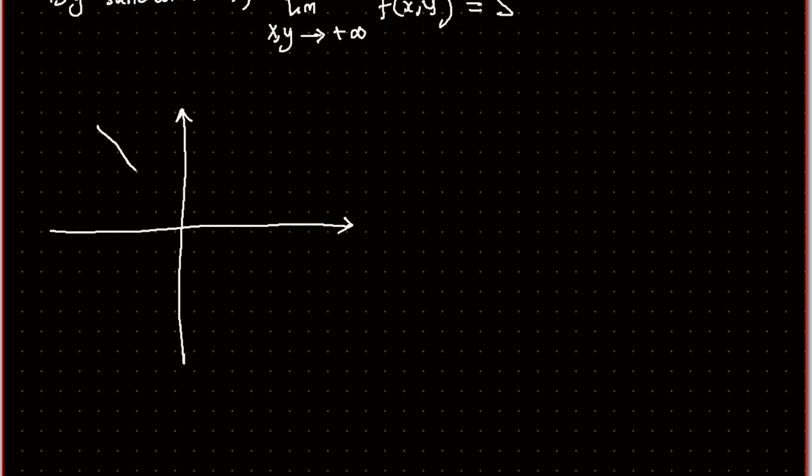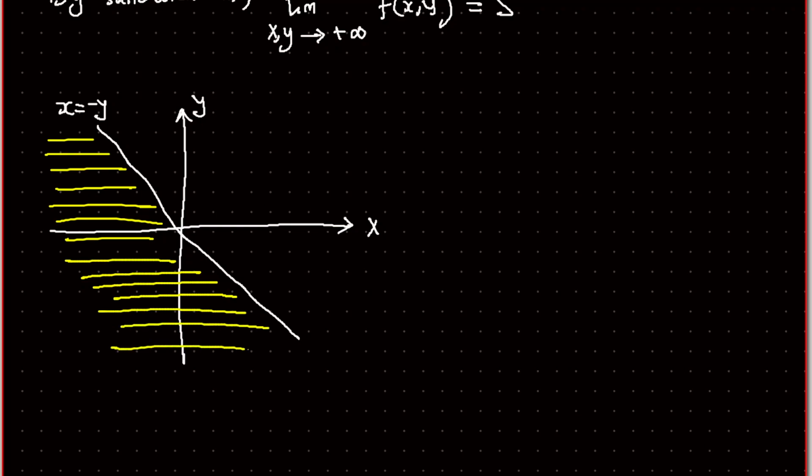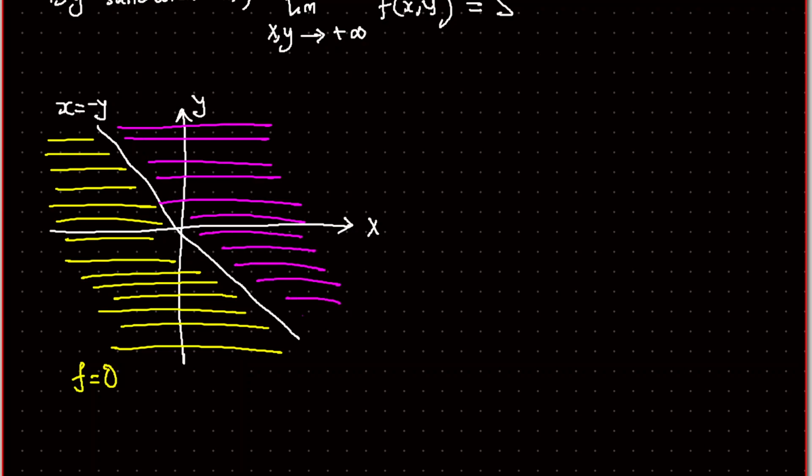Suppose consider this line. This is the line x equal to minus y line, okay? And suppose we have a function which is 0 on the left of this line, right? So the function value takes 0 on the left of this line and it takes value 1 on the right side of this line, right? So f is equal to 1, suppose.